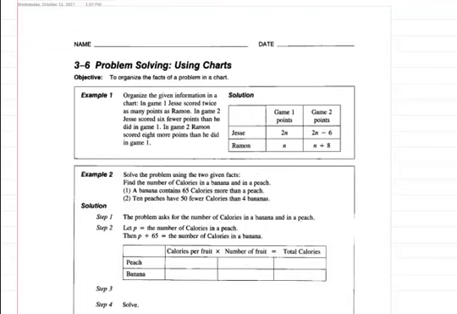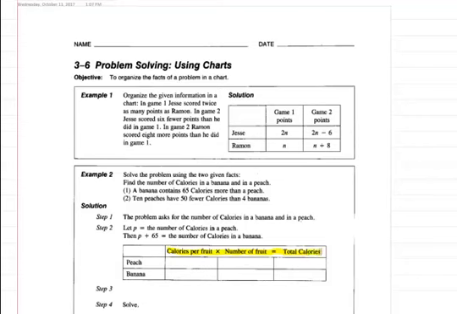So second example, solve the problem using the two given facts. Find the number of calories in a banana and in a peach. First fact, a banana contains 65 calories more than a peach. So we can look at the table that's provided, and if you think about it, when we want to find the number of calories, if we have a total number of calories and if we have a total number of fruit, then we can set up a relationship between the calories per fruit, the number of fruit, and the total calories. So that's what's going on across the top of this chart right here.